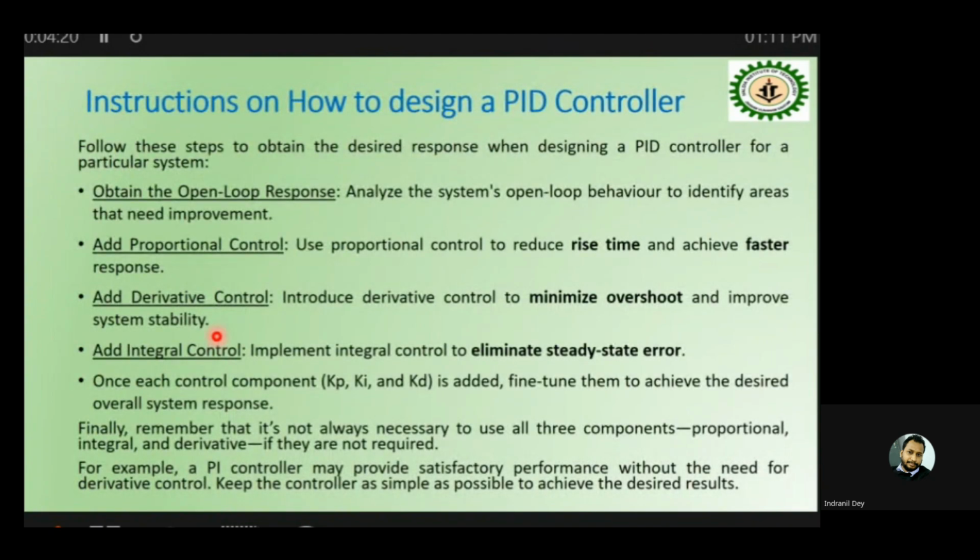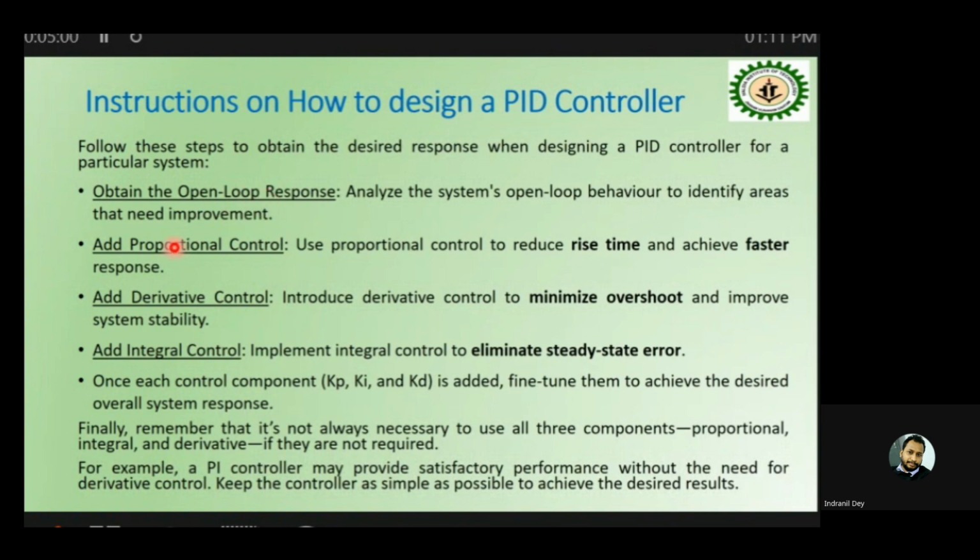Now coming to the most crucial objective: how we can decide the specific parameters of the PID controller such that we can get our desired output from the process. We need to follow these steps to get the desired response from the closed loop control using a PID controller. The first thing is to obtain the open loop response. Before giving the feedback, first take the open loop behavior to identify what are the areas you need to improve.